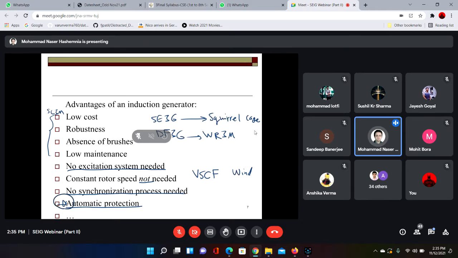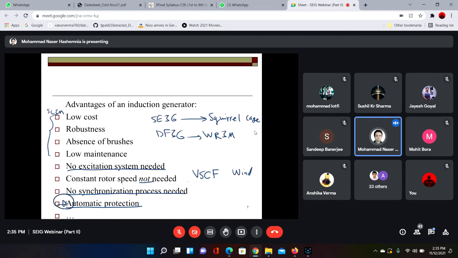Remember, what do we mean by automatic protection? I explained it. What do we mean by automatic protection? Oh, maybe you have forgotten.